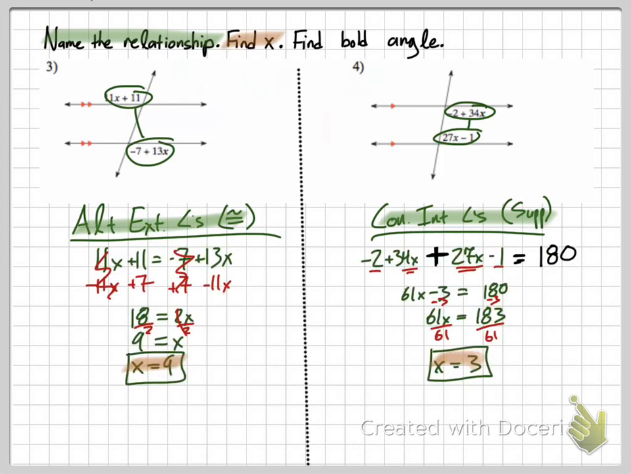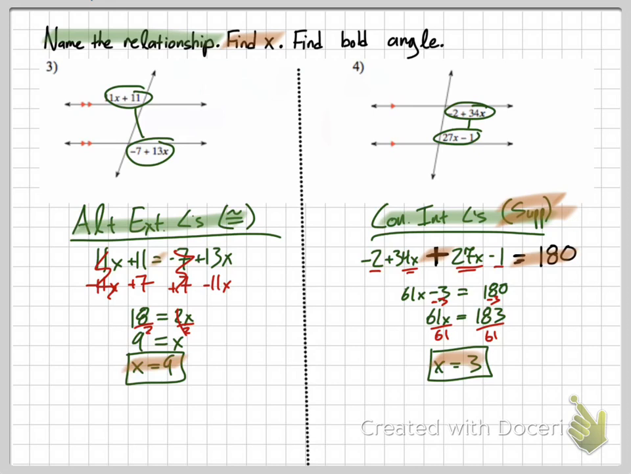All right, so you have set both of these up and solved for x. For number 3, we get x is equal to 9 after we set the two expressions equal to each other. For number 4, we get x is equal to 3. And here, remember, we're working with supplementary. So make sure that you add the two angles. Take that sum and set it equal to 180 degrees.